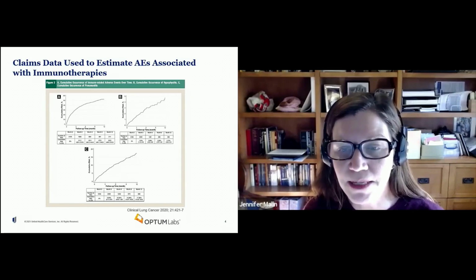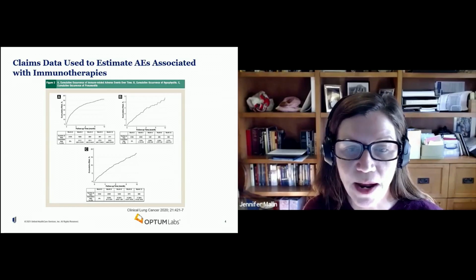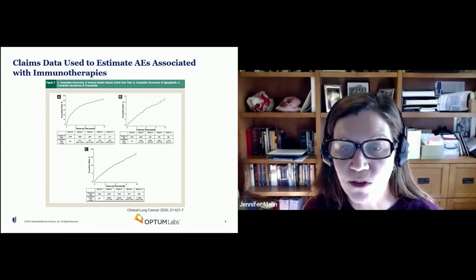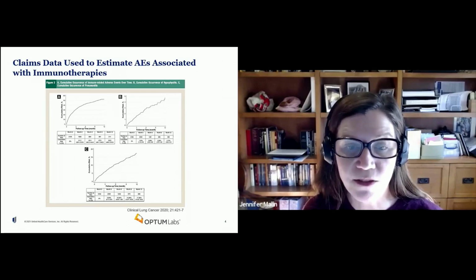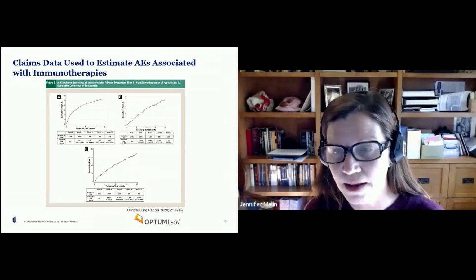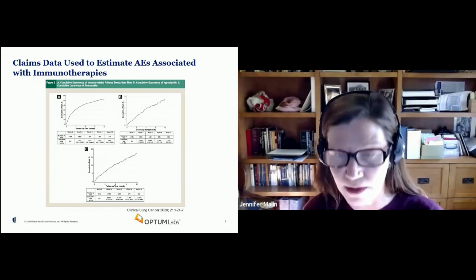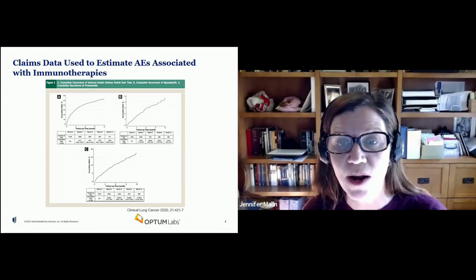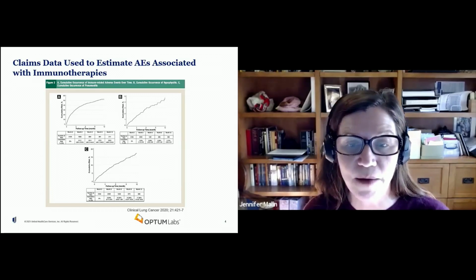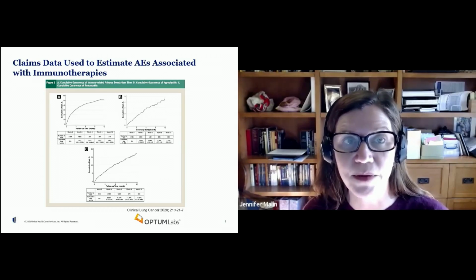And so claims data do provide a very good way of looking at things like adverse events in therapies that are newly introduced in the market, where we may have limited data from the clinical trials in a smaller population and maybe more selected population.